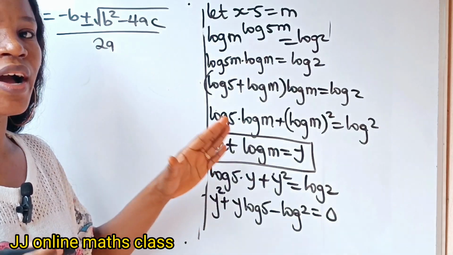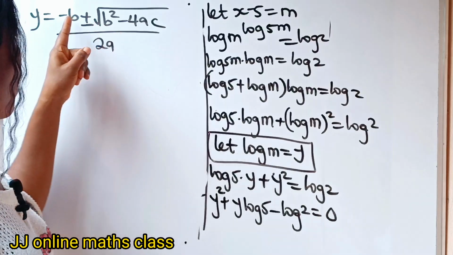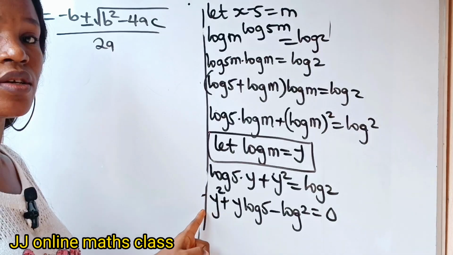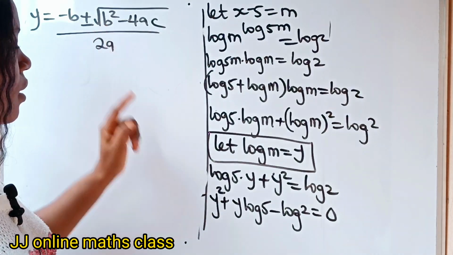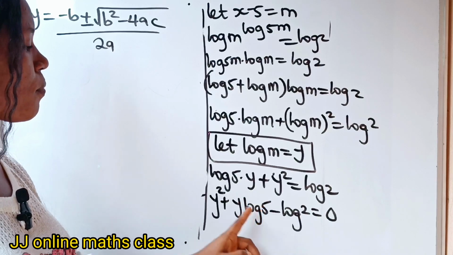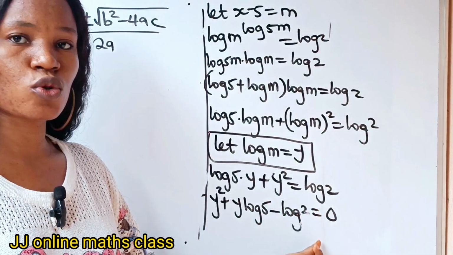All right, if you don't actually know what this b, a or c are, your a is the coefficient of your y squared. In this case, the coefficient of y squared is 1. Now your b is what? The coefficient of your y, which is log 5. And your c is your constant, which is minus log 2.